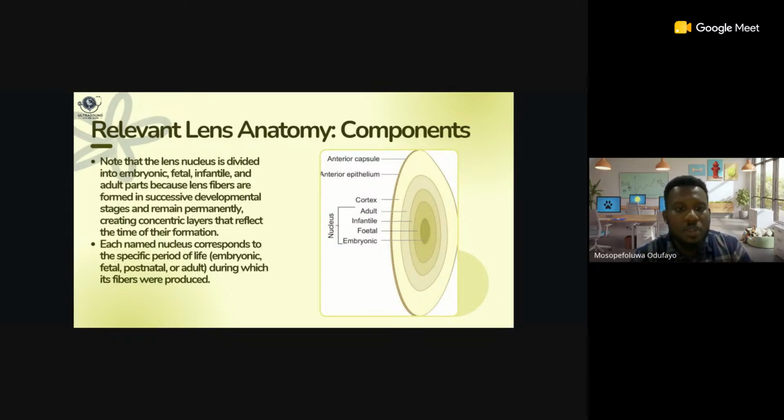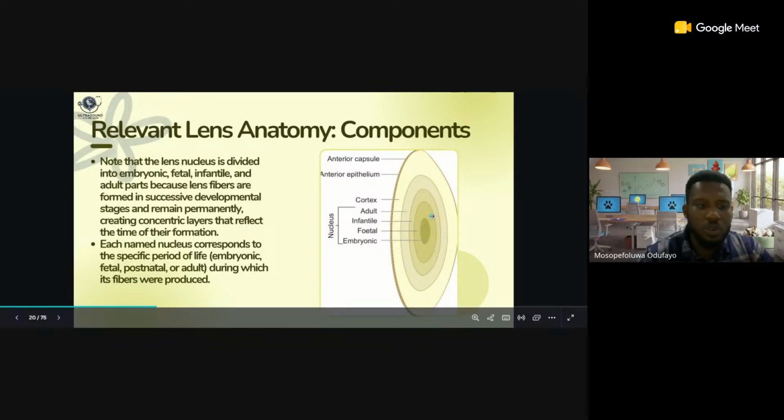Is that okay? And so each named nucleus portion corresponds to a specific period of life. So the most central portions of the nucleus are the lens fibers that formed when the child was an embryo, followed by the fetus, followed by the infantile or neonatal, followed by the adult, and then the new ones begin to form.